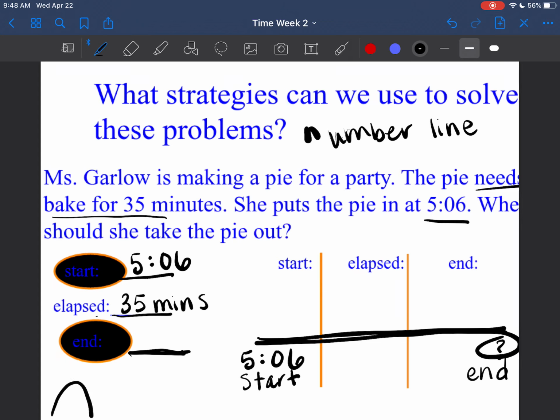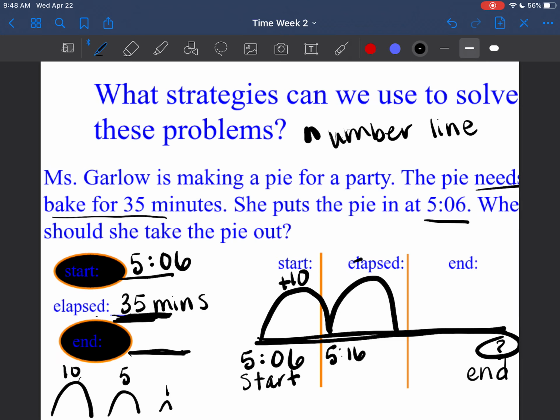Remember, we can make jumps of 10 minutes, 5 minutes, and 1 minute. We're going to start off by jumping 10 minutes. We need to jump 35 minutes because that is our elapsed time. I'm going to make a jump of 10. 5:06 plus 10 minutes is 5:16. I've jumped 10 minutes. Can I keep going if I need to jump 35? Yes, I can. I'm going to jump another 10 minutes. 5:16 plus 10 minutes is 5:26.